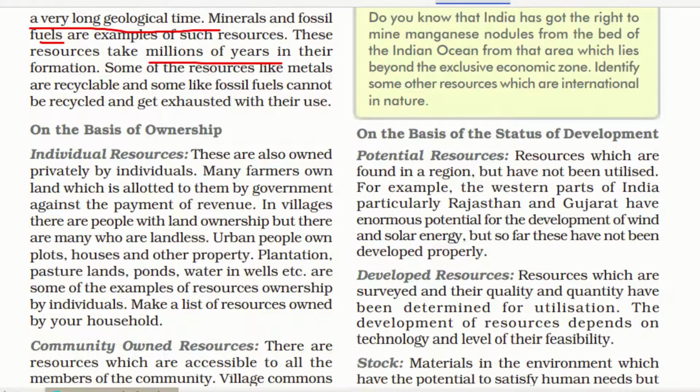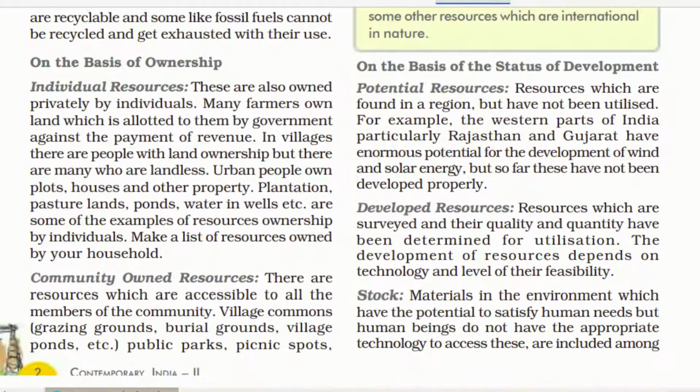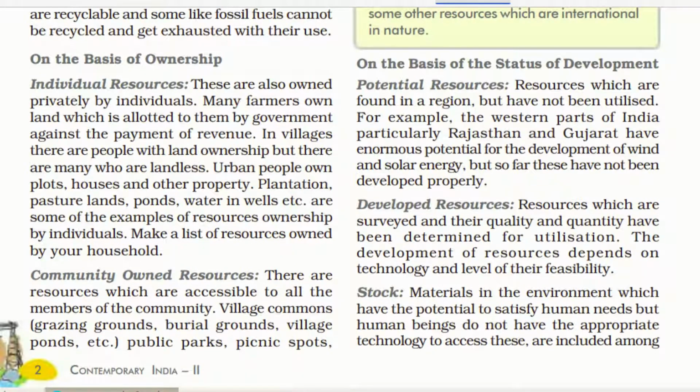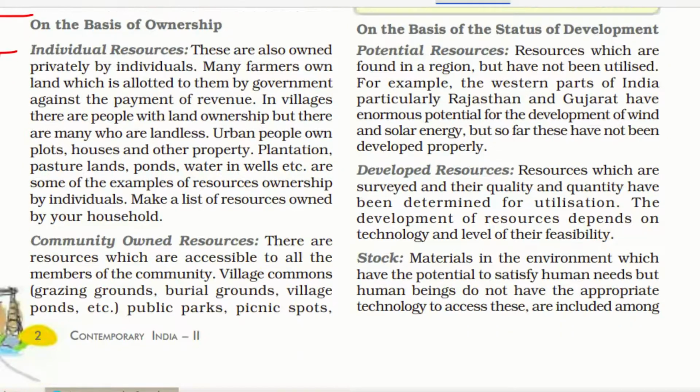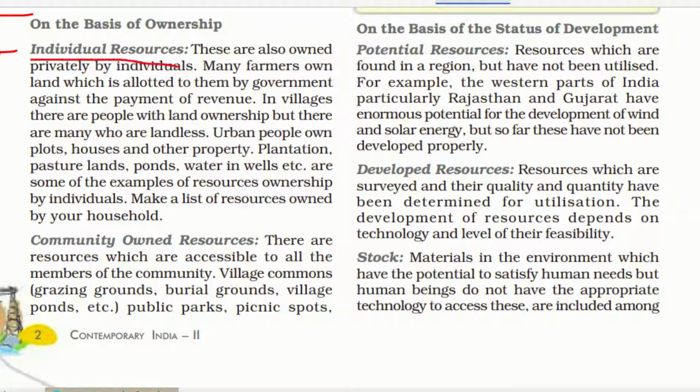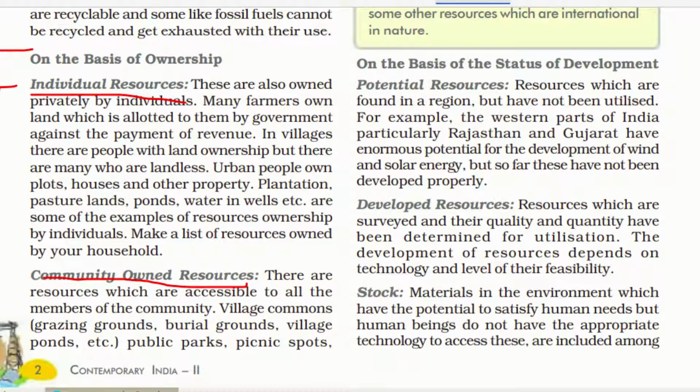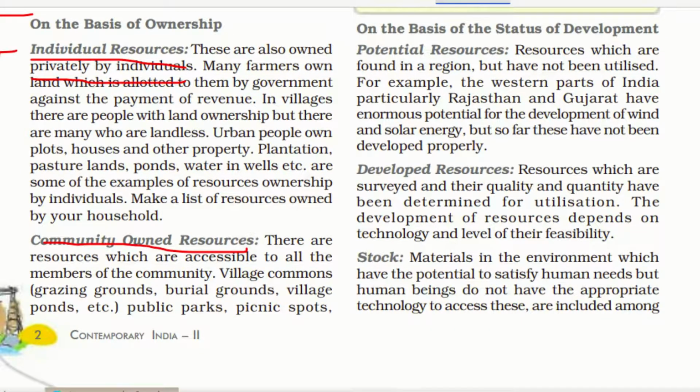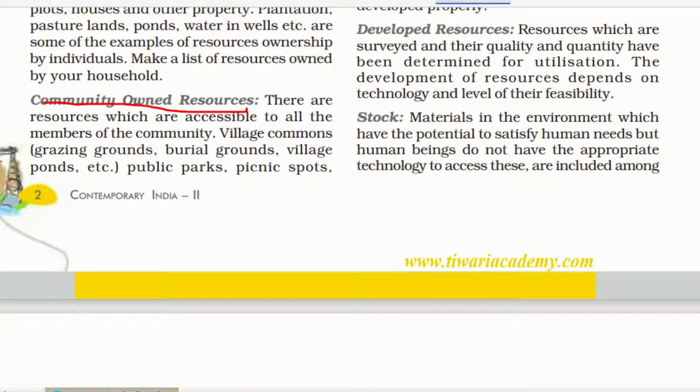resources. Then the third category is on the basis of ownership. Okay, on the basis of ownership, that is individually owned or community or group owned. Individual resources means it will be owned by a private individual, underline this, private individual. Then for examples, all the examples are coming. Then community owned means they are resources which are accessible to all members of a community. Okay, example like Kudumbasree, that is an example.